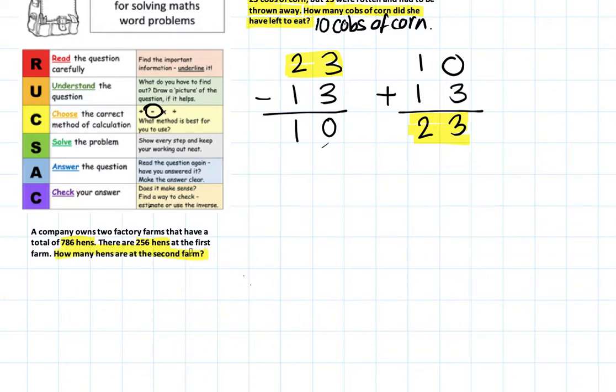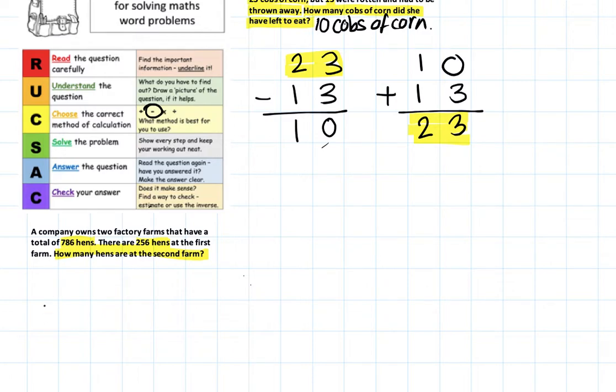Okay, now how many hens are at the second farm? So I need to figure out the number of hens at the second farm. All right, you understand the question. What do you have to find out? Draw a picture of the question if it helps. So I need to find out how many hens are at the second farm. Okay, draw a picture if it helps. If it helps you think and you're a visual learner, you can quickly draw a picture. Now this is an art lesson. We're just very quickly sketching to see if a picture can help us out.